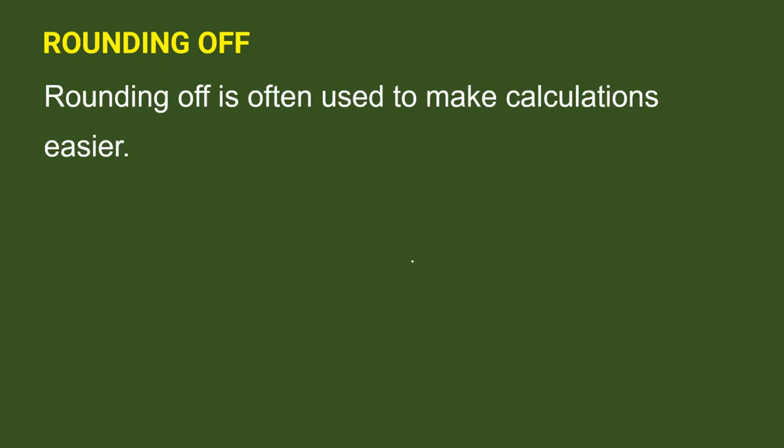But in this lesson, we're going to learn how to round off, but the lesson is going to be divided into three parts. We're going to look at rounding off to the nearest powers of 10, that is 10, 100, 1000, and so on. And then the other part, we're going to look at rounding off to the nearest 5. So rounding off is often used to make calculations easier.